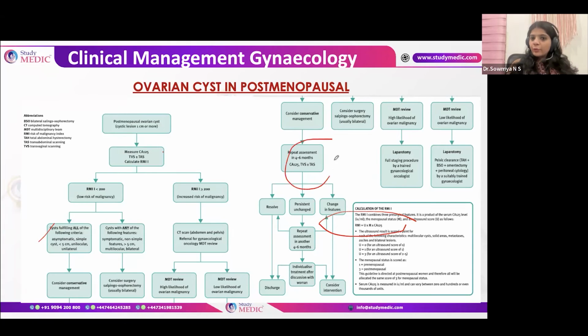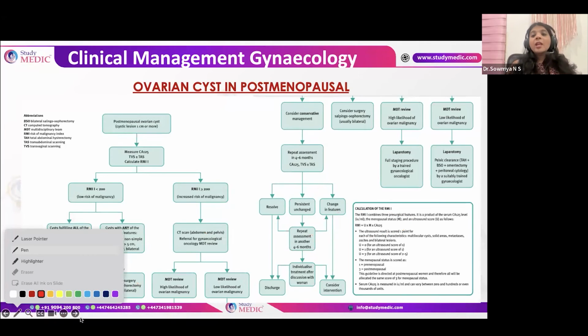Like you can repeat it in 4 to 6 months. And again, you have to look into it. If it is unchanged, you can repeat again in 4 to 6 months and think of going for surgery. If they have any problem, symptomatic, multiloculated, solid components, anything you see, you go for salpingo-oophorectomy. RMI more than 200, you have to do a CT scan because they are at a higher risk of having malignancy. So you will do an MDT review, and based on that, the place and who will be doing it will be decided. Okay. So more than 200, think of malignancy.